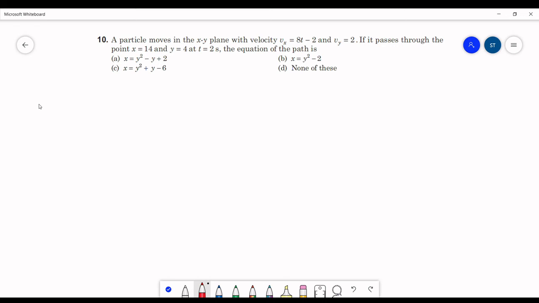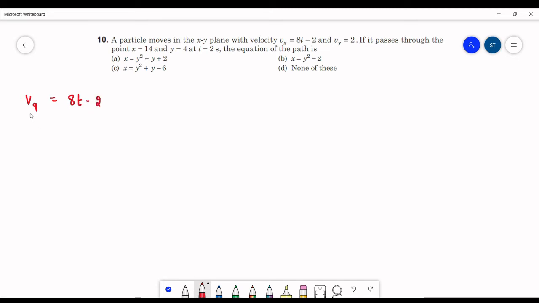So in this question it is given that a particle is moving in the xy plane with velocity vx equals 8t minus 2 and vy equals 2. If it passes through the point x equals 14 and y equals 4 at t equals 2 seconds, the equation of the path is. So first let us take the given expression, velocity in x direction, vx equals 8t minus 2.